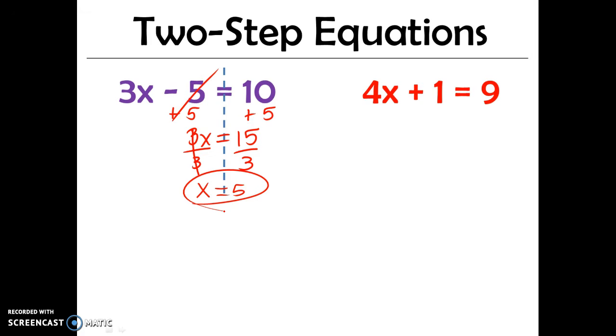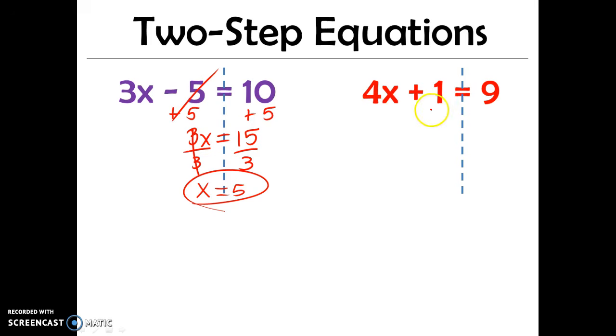Next one, 4x plus 1 equals 9. So here we have addition and then also multiplication. Again, move all the constants first. So I want to get x all by itself. I want to move everything to the other side. Since x is on the left side, I'm going to move everything to the right side. Can't move the 4 yet because it's attached to the x. You always want to move your constants first.